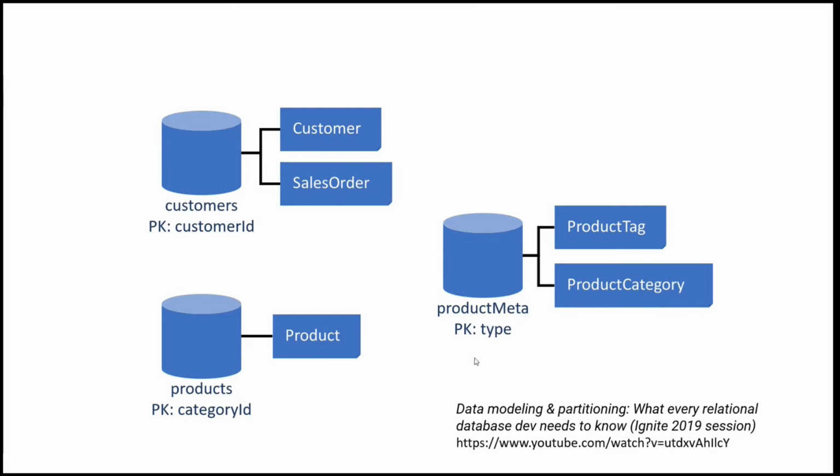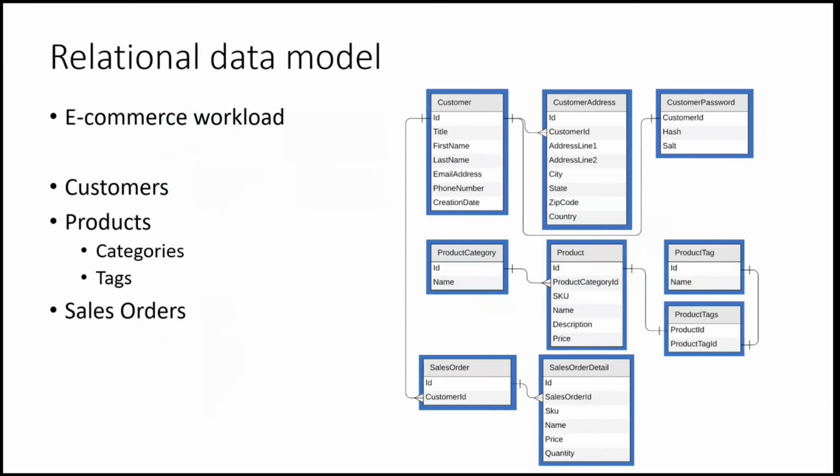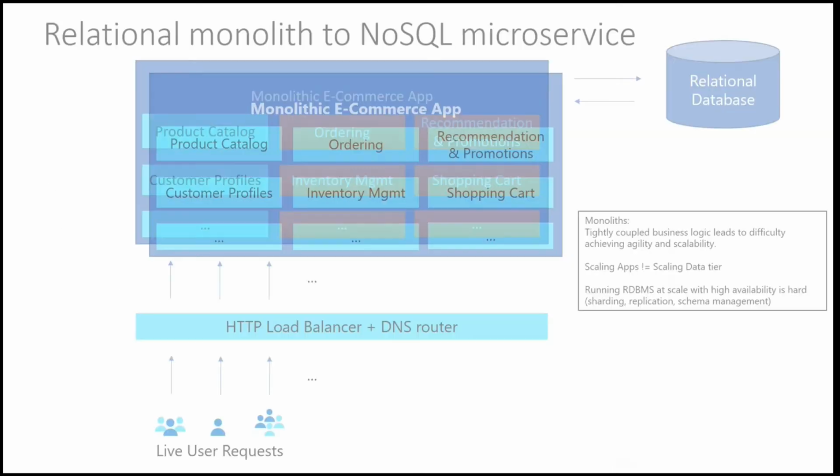e-commerce workload. There is a full detailed Ignite session around how we arrived from this relational data model to this document data model. Again, this is an example, but you can go and watch this session. It's in a lot of detail, and it gives a good explanation of how we arrived at this optimization level. But essentially, the point I'm trying to drive here is this is how you might need to change your data model while migrating from relational to Cosmos DB.